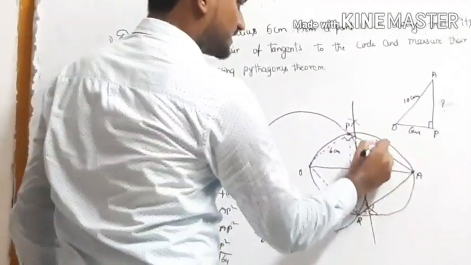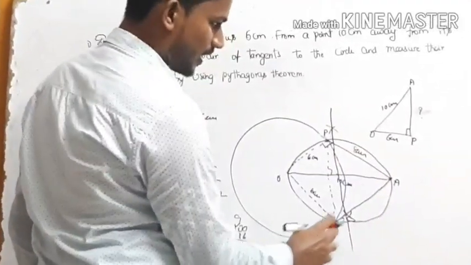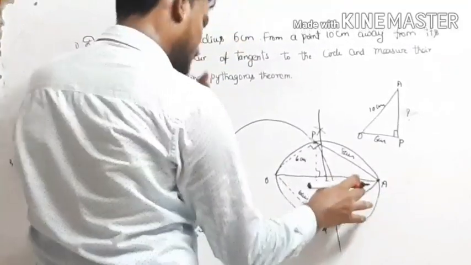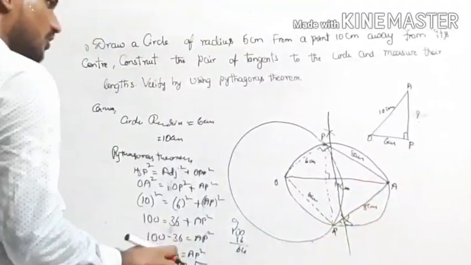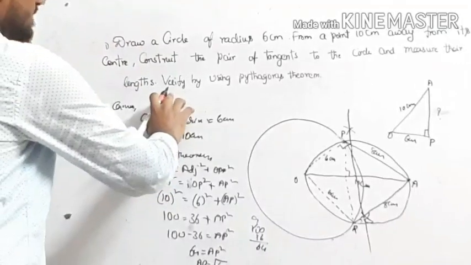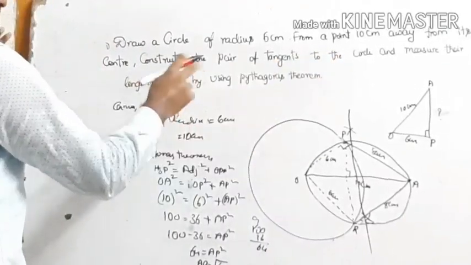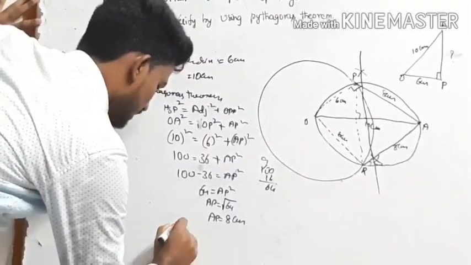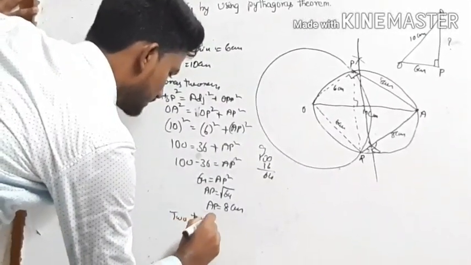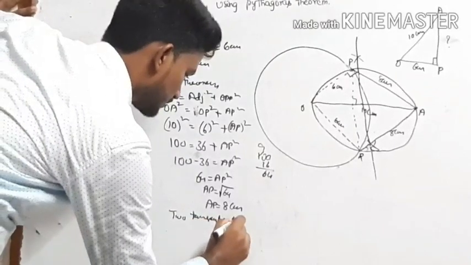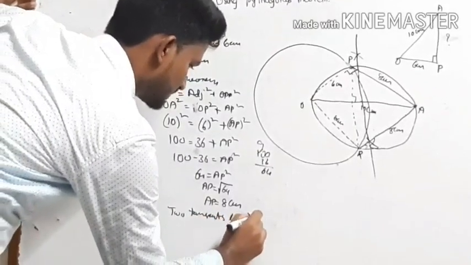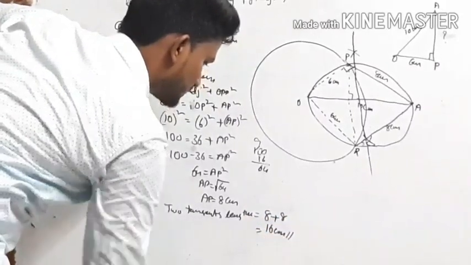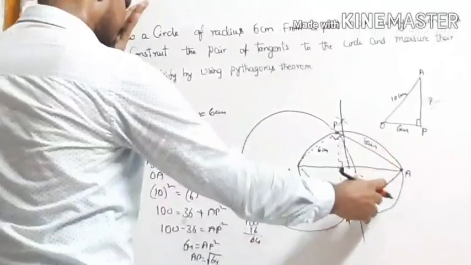If AP length is 8 centimeters, then RA length is also 8 centimeters. Both these tangents are equal. So we want to find the measure of their lengths. The two tangent lengths equal 8 plus 8 equals 16 centimeters, that is the answer. This one was 16 centimeters.